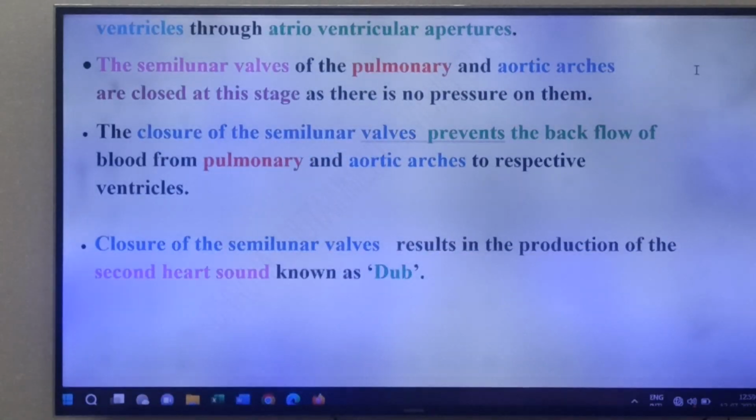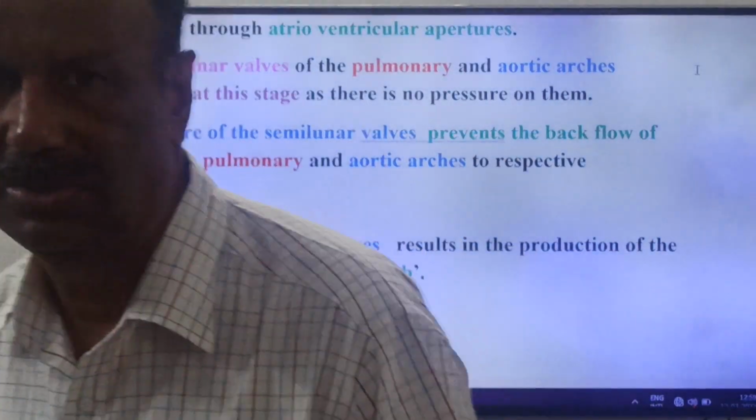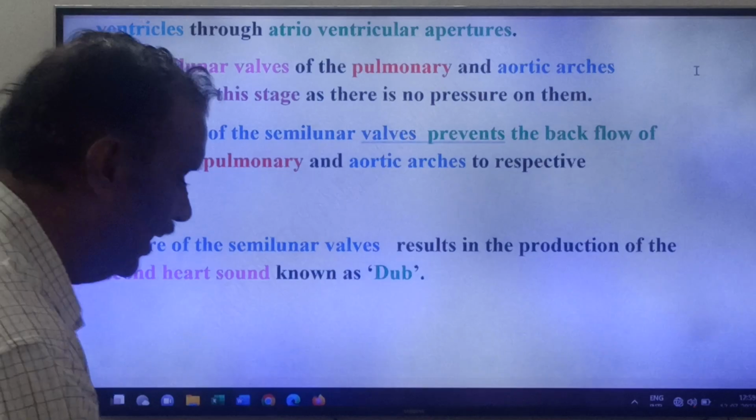We have two types of heart sounds. One is lub and the other is dub. Lub is due to what, friends? Due to closure of the tricuspid valve and bicuspid valve. Dub is due to what, friends? Due to closure of the semilunar valves. Very, very important, friends. So closure of the semilunar valves results in the production of the second heart sound, known as dub.